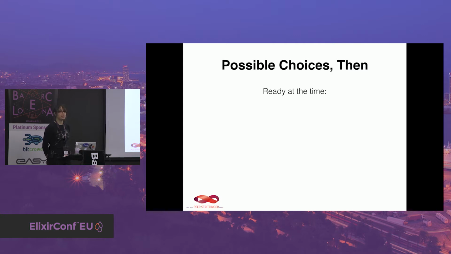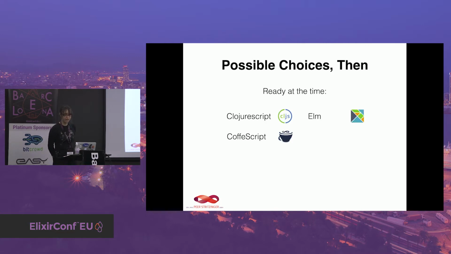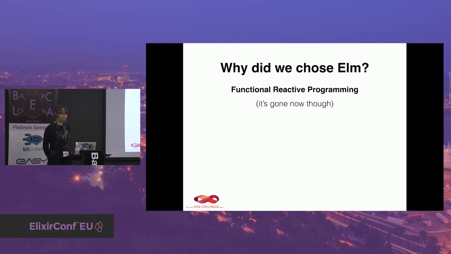So we had a bunch of choices. We are a functional programming shop, so we wanted to stick with functional programming if possible. So there was ClojureScript, CoffeeScript, Elm, and TypeScript. And I think you know what we went with. So Elm. Why did we choose Elm? Elm used to have functional reactive programming, and that was actually for us the main reason why we wanted to use it, because we felt that was somewhat similar to Erlang, and we were also interested in it, so that's why we chose it, but that is gone now.